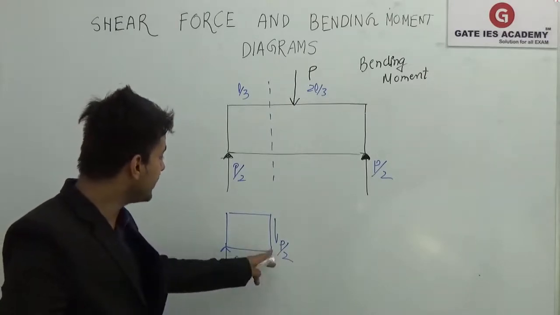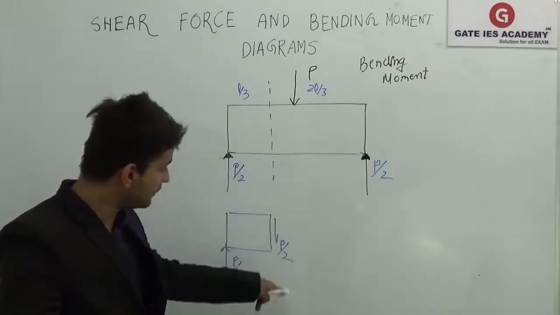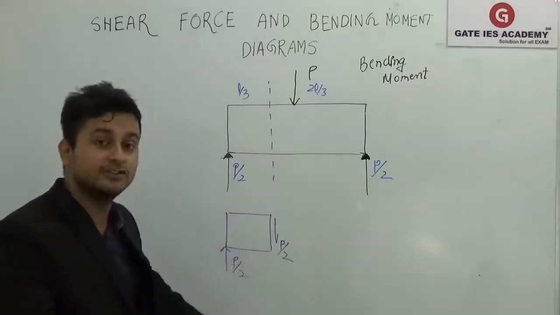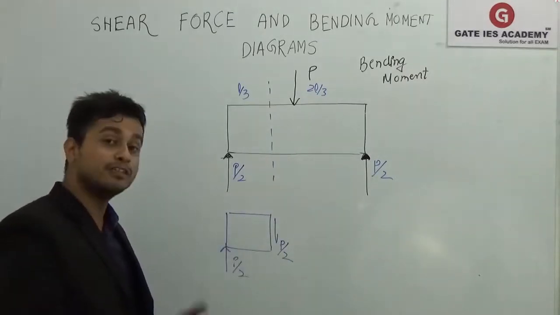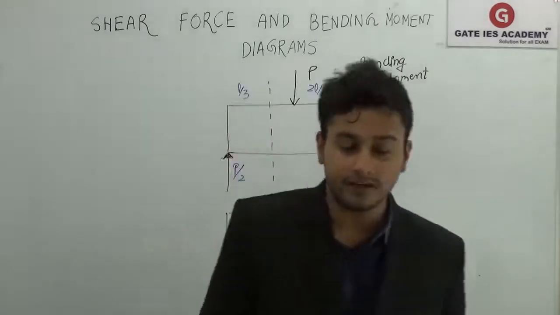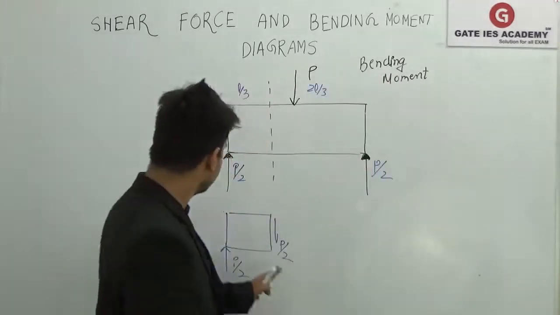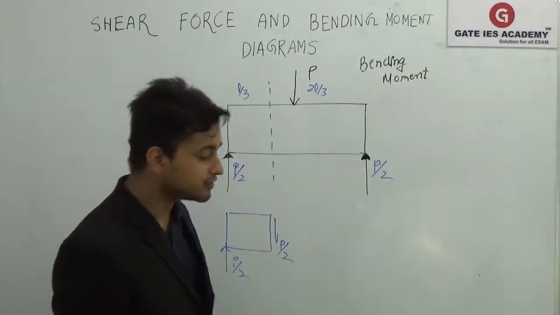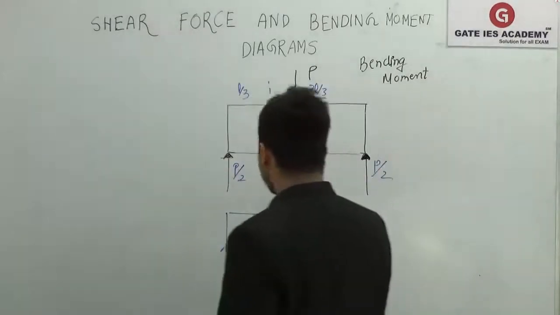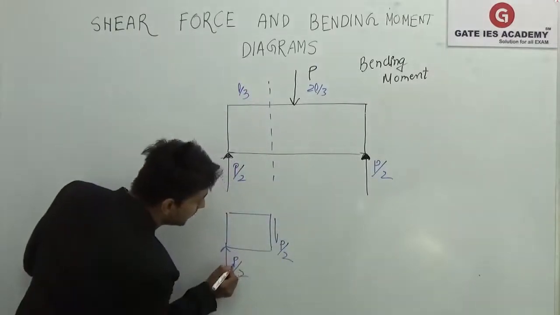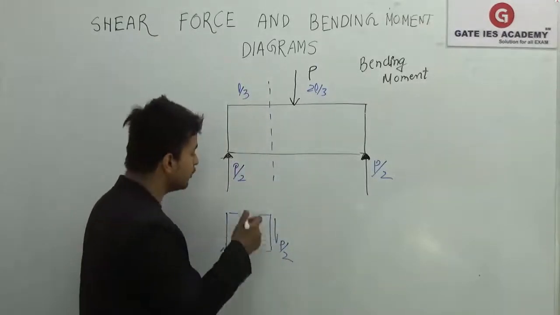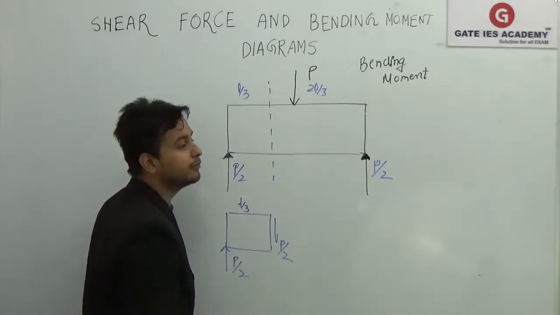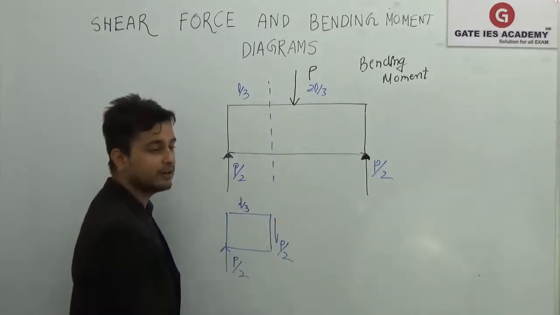Why? Because if I take the moment about this point, this P by 2 will pass and this will create a moment in this particular direction. So this will rotate the system. The last system which we took was in equilibrium, but every system is in moment equilibrium and in force equilibrium as well. So here there should be some moment. This is caused by P by 2 into L by 3, that moment is acting. But to balance that moment, there should be a moment also given to the system.